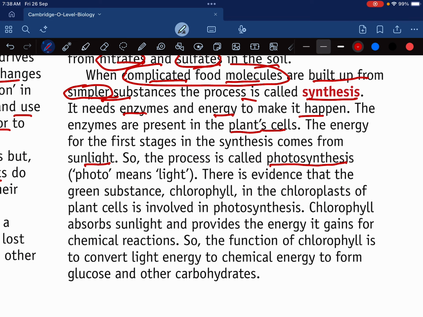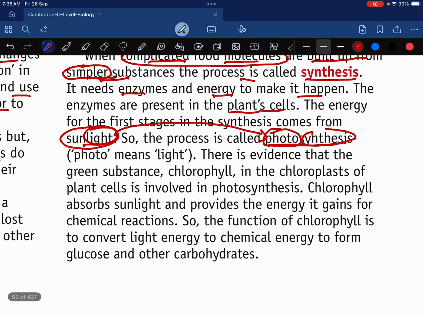So what they basically did was break down the word: the energy for the first stage in the synthesis comes from sunlight. So we use sunlight, and light is simplified into photo over here, and synthesis is because we are forming what? We're forming complicated food molecules. We're forming energy, right? We're forming energy with the help of light, with the help of sunlight.